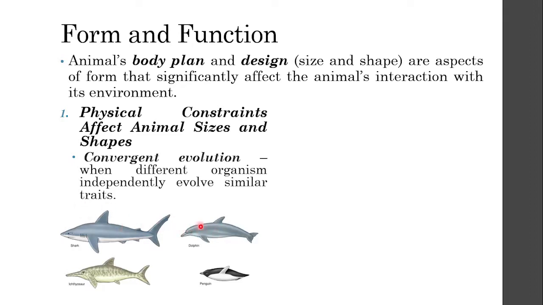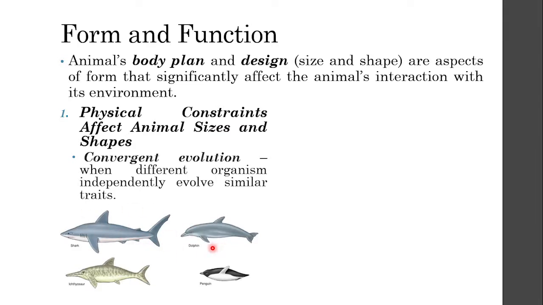So all of these aquatic animals share the same structure of a pointed bottlenose, and they share very smooth skin, because it helps them move faster in the water. That's an example of how the physical environment, or the physical constraints that an animal experiences, determines the size and the shape of the animal.